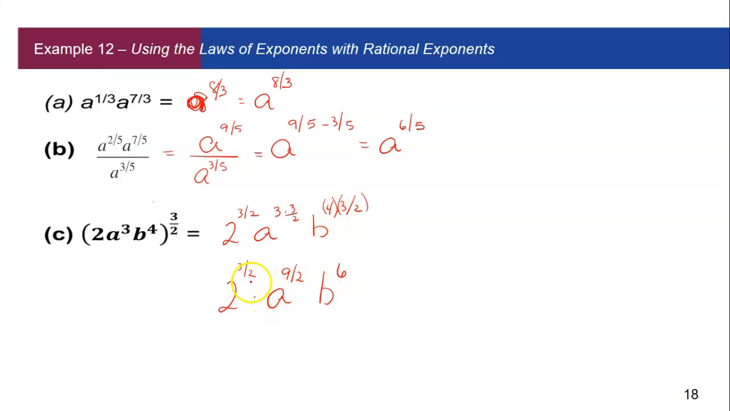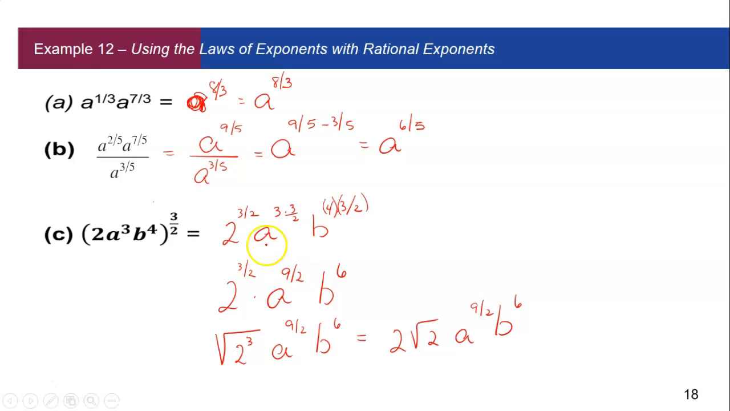Okay, we can simplify this just a little bit because typically, especially with a number like this, this would be the same thing as the square root of 2 to the 3rd. So we'll have 2 times the square root of 2 times a to the 9/2, b to the 6th. So sometimes you just really have to listen to your directions and see at what point you need to stop. And so either this step or even this step would really be acceptable.